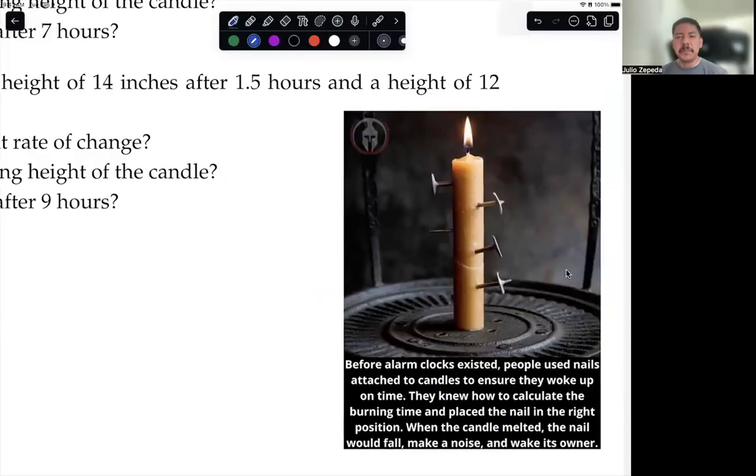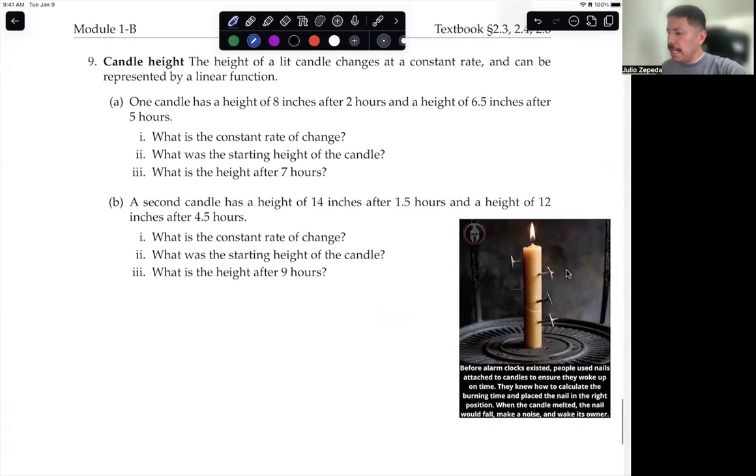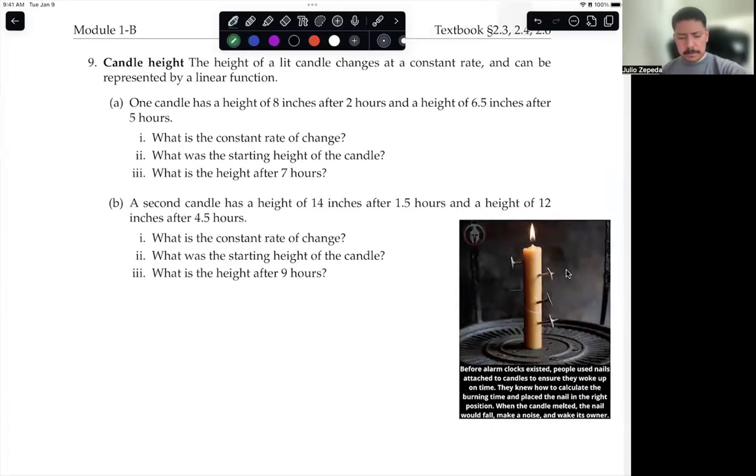But you needed to know a little bit about how fast this candle is going to burn away. And so that's what this problem talks about. So we'll just do one of these. I'm just going to do part A, and then part B, I'll leave it to you because it's very similar. So let's go ahead and take a look.